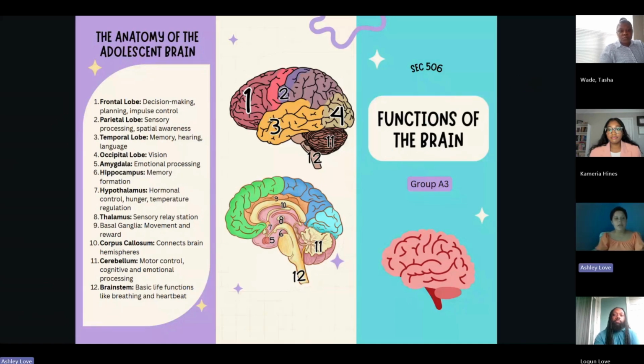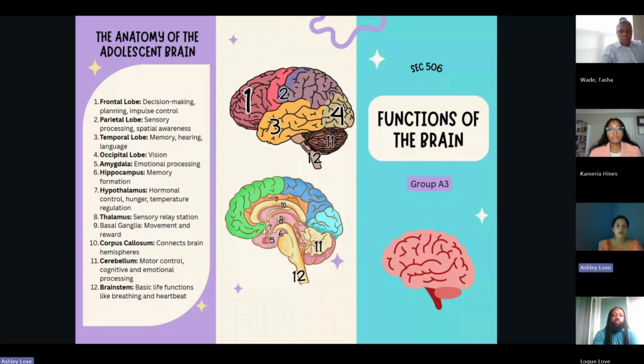The functions of the brain. So the section that I did was the anatomy of the adolescent brain. As you can see right here, I have two images, and I broke it down into each section of the brain. So for one, it's the frontal lobe, and that is decision making, planning, and impulse control.